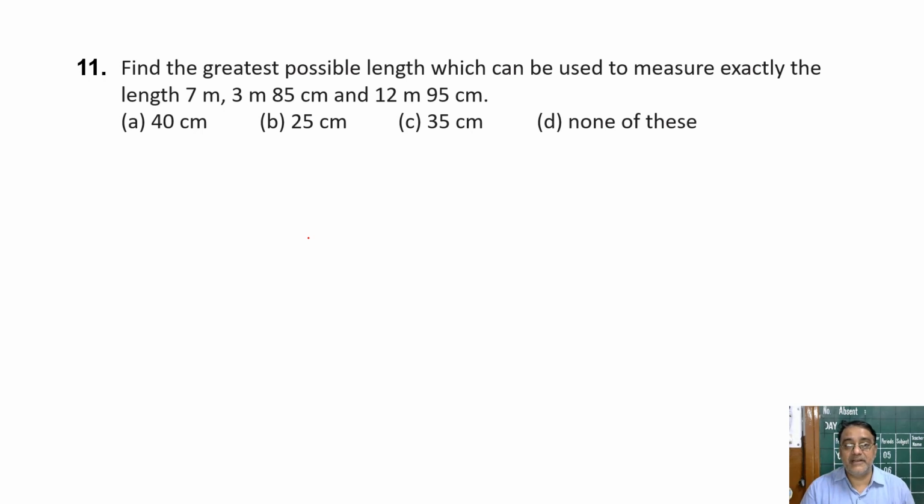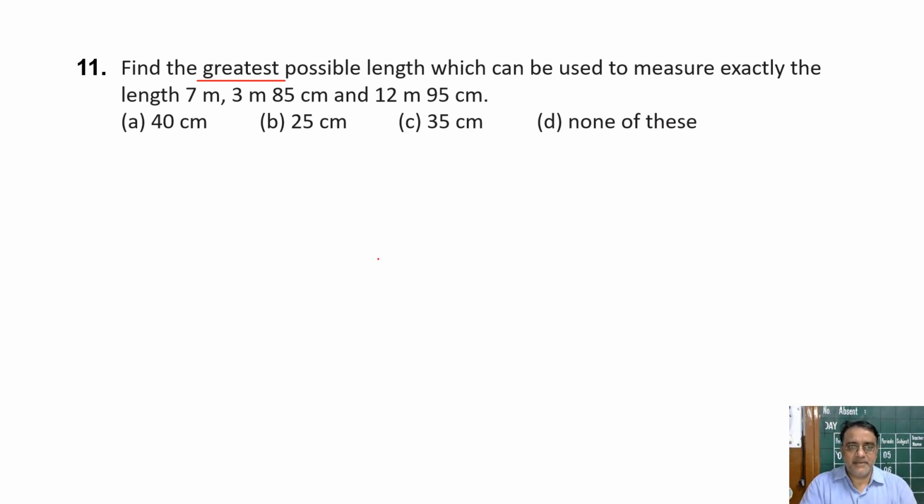Find the greatest possible length which can be used to measure exactly lengths 7 meter, 3 meter 85 centimeter and 12 meter 95 centimeter. Greatest word, देखो यहाँ पे मैंने कहा था कि word problem में पहले तो चेक करो divisible, divide ये सब word है कि नहीं. Then you have to go for that tip number 1. If that is not there, you have to search for any word, greatest. So what you have to find? Greatest, longest, largest, ये सबके लिए HCF find करना है. Smallest, least, minimum, सबके लिए LCM find करना है, right?